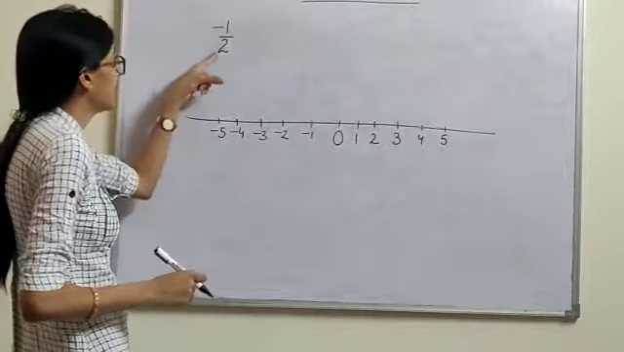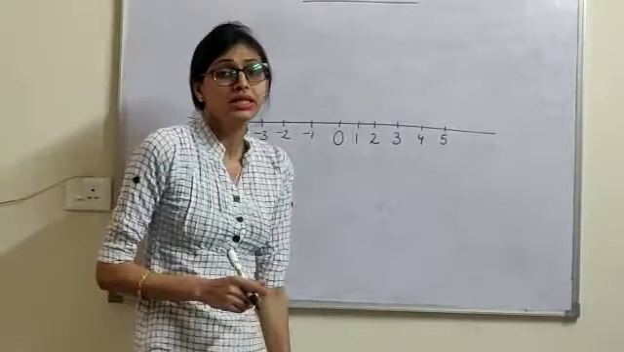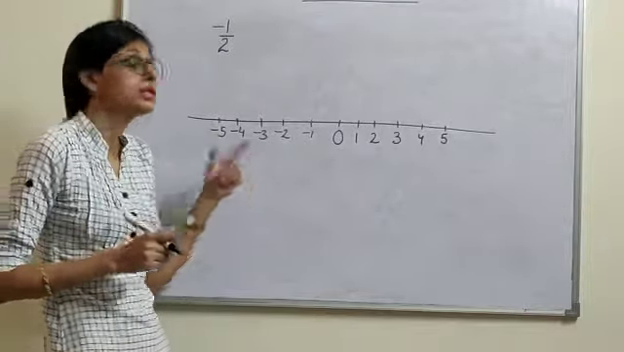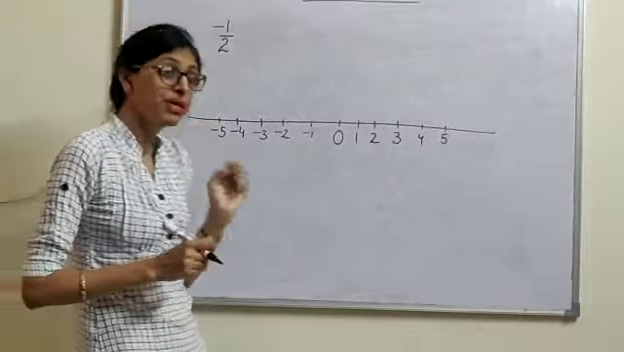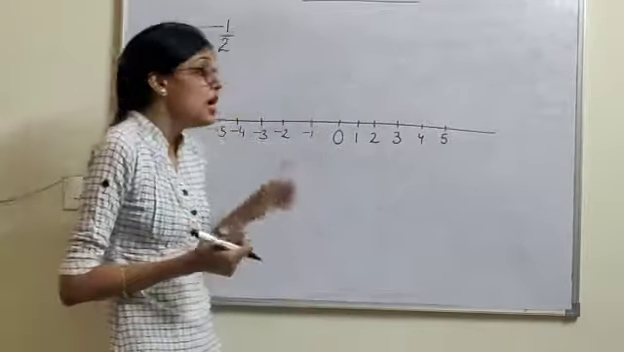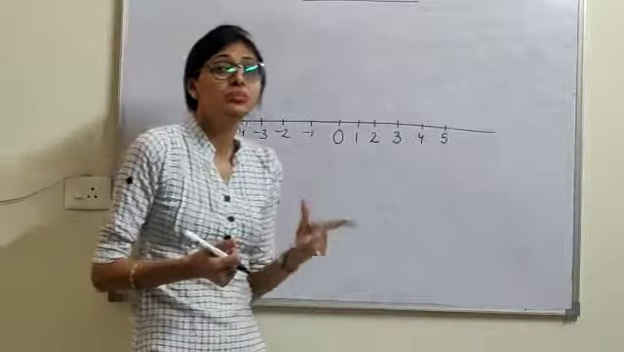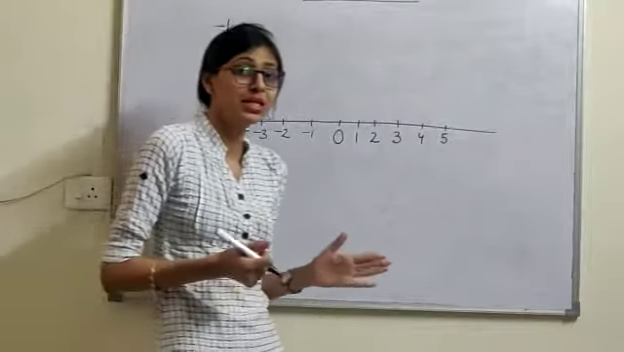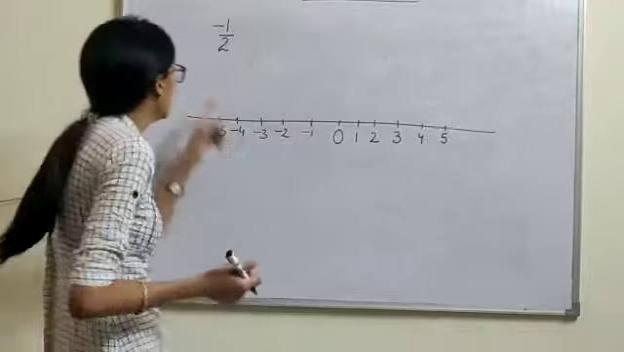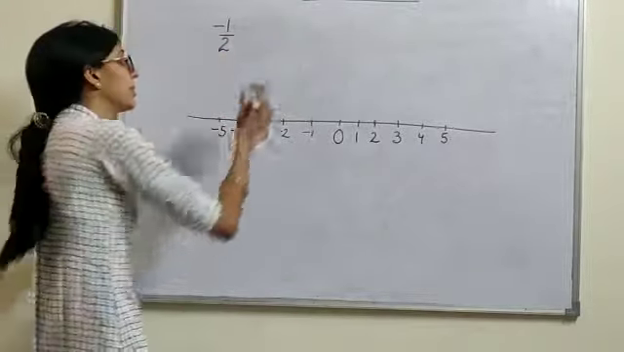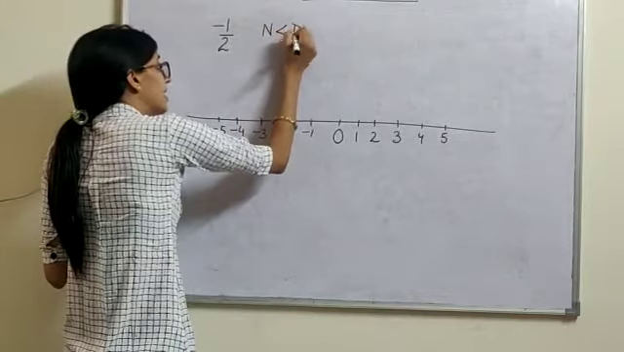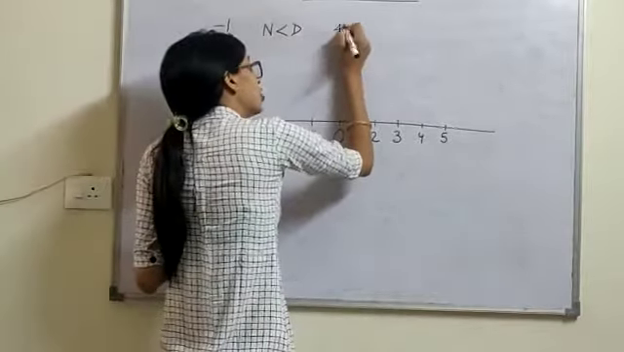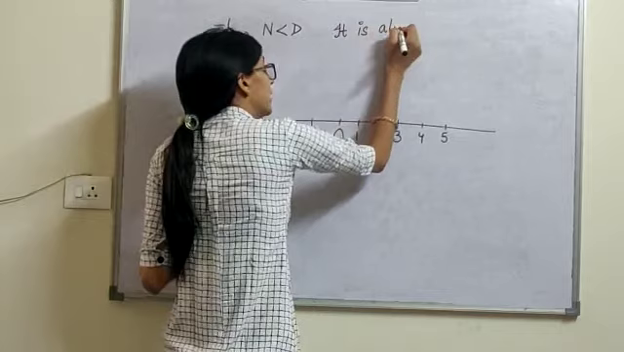Now I want to represent minus 1 by 2 on the number line. How do I represent it? First you need to check whether the number given to you is a proper fraction or an improper fraction. What is a proper fraction? One in which the numerator is less than the denominator, and an improper fraction is one in which the numerator is greater than the denominator. So here it is a proper fraction because the numerator is less than the denominator. Whenever a proper fraction is given, it is always less than 1.